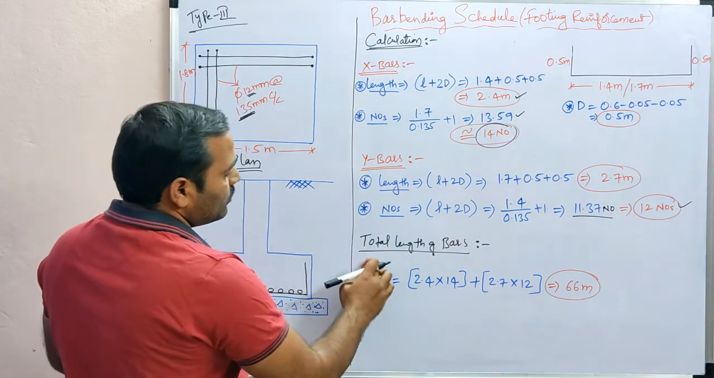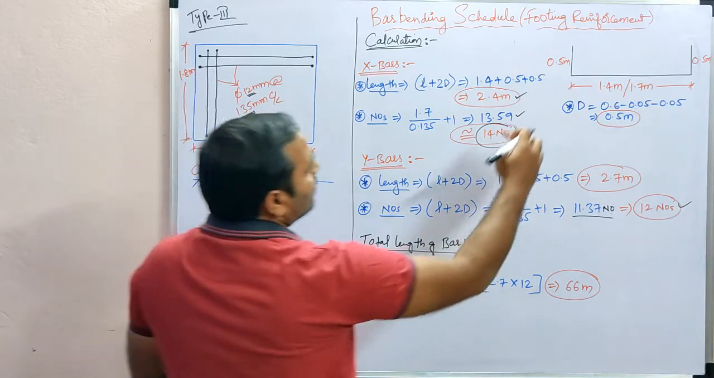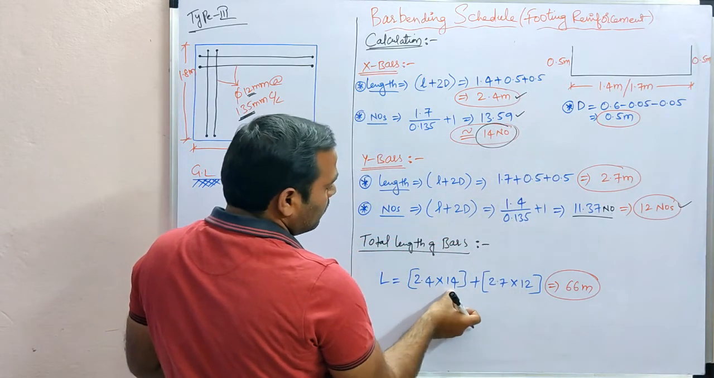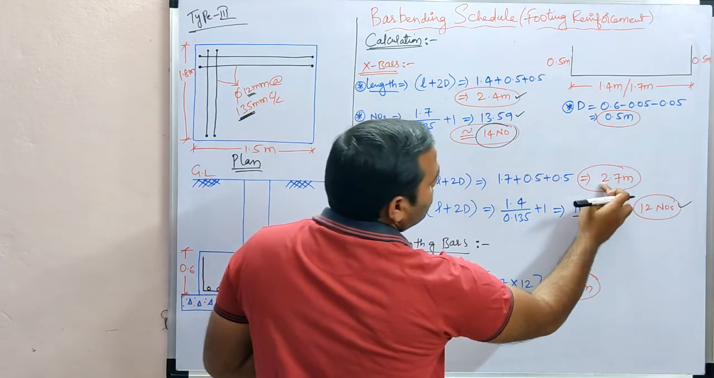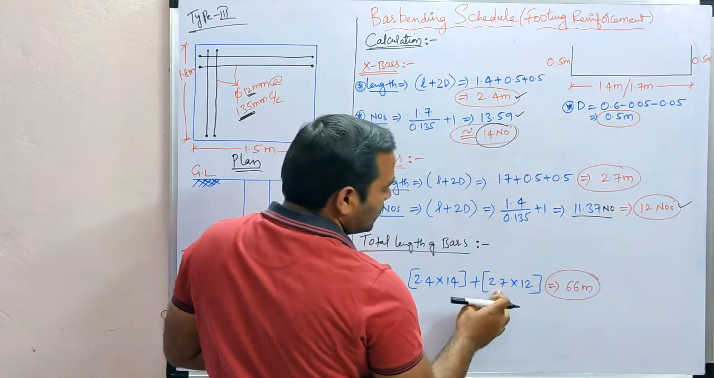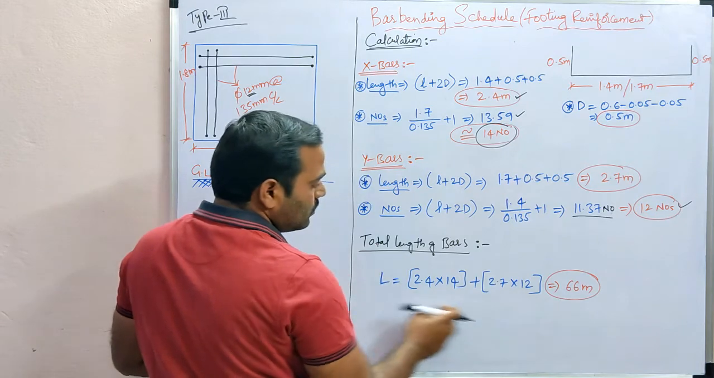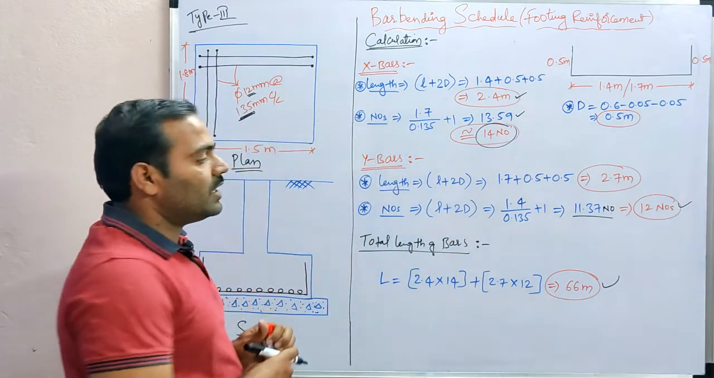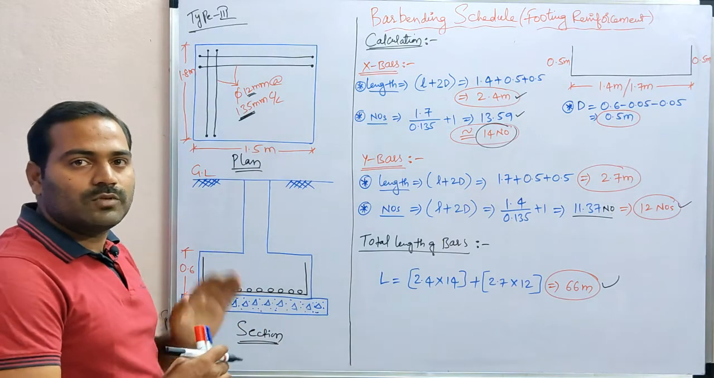Similarly, total length is equal to each bar length into numbers plus each bar length into numbers, 2.7 into 12. If we do the calculation, we'll get 66 meters as the total length of bar for this footing.